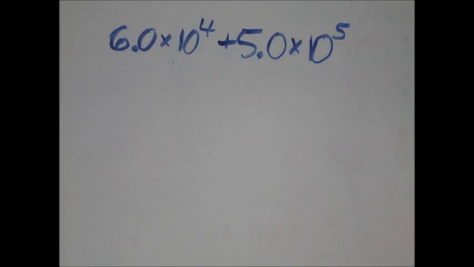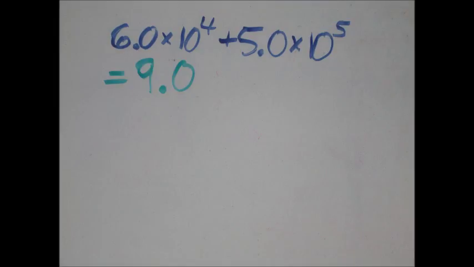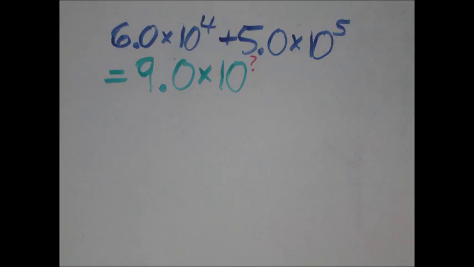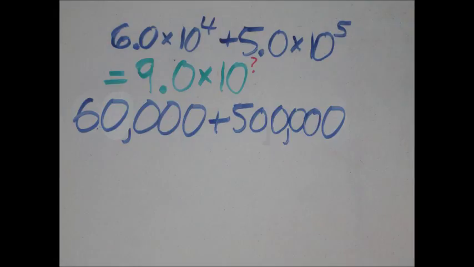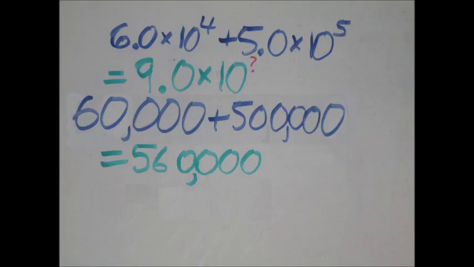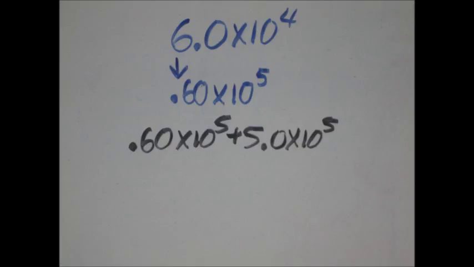We cannot add them together as they are, because we get 9.0, but we wouldn't know what exponent to use. Also, if we expand the numbers to 60,000 plus 500,000, it would equal 560,000. Then if we put it back to scientific notation, we would get 5.6 times 10 to the 5th. So we need to find a way to get this number. This can be easily solved by changing the smaller number to be the same as the larger exponent.